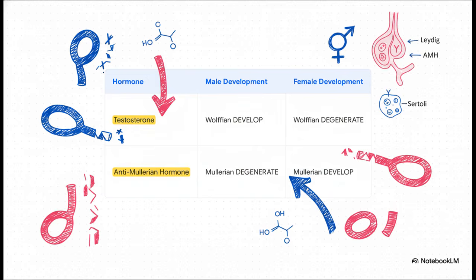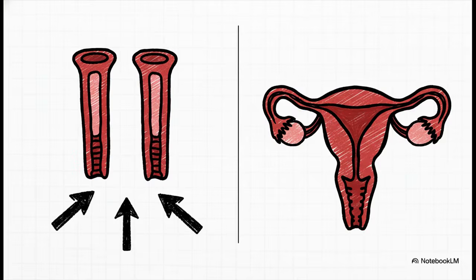In the female, there's no testosterone, so the Wolffian ducts just fade away. And there's no AMH, so the Müllerian ducts are totally free to develop. Now, in female development, the 2 Müllerian ducts have to come together and fuse perfectly in the middle to create the uterus. It's a really precise process.